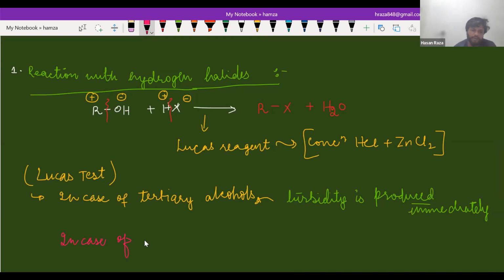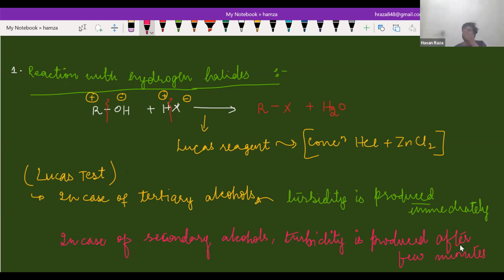In case of secondary alcohol, turbidity is produced after a few minutes. Then for primary, you are going to write it on your own. In case of primary alcohol, turbidity is produced after hours. After 1 hour, 2 hours, or a few hours, you can write. Please do write.